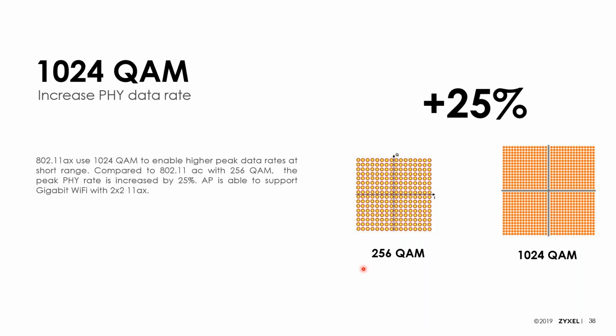Obviously, since we are using a bigger QAM, we are making it more sensitive to high signal to noise ratios. So if you have a crowded environment, the AP will most likely downgrade to 256 QAM to keep the connection available and favor connection quality rather than speed. But in low signal to noise ratio environments, you obviously have the speed gains as well.